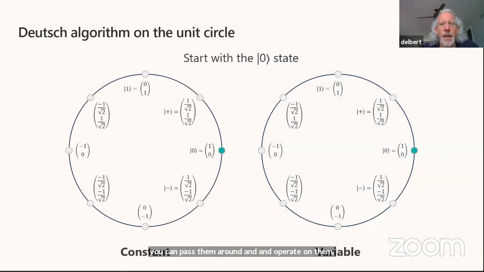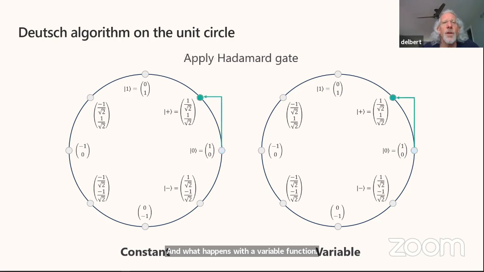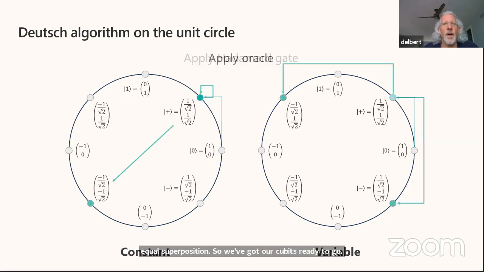So let's go ahead and jump into what we're going to do now, which is use these unit circles and just see the difference between what happens with a constant function and what happens with a variable function, you know, oracle. Okay. So we started out in the 0 state, right, which is 1 on top of 0 here. And now we apply the Hadamard gate and we get this equal superposition. So we've got our qubits ready to go, and there's no difference so far, right? But here's where the difference occurs.